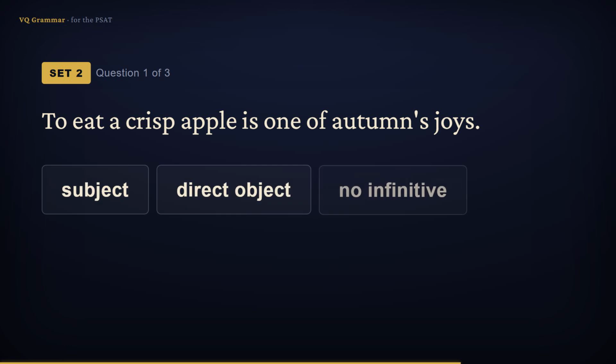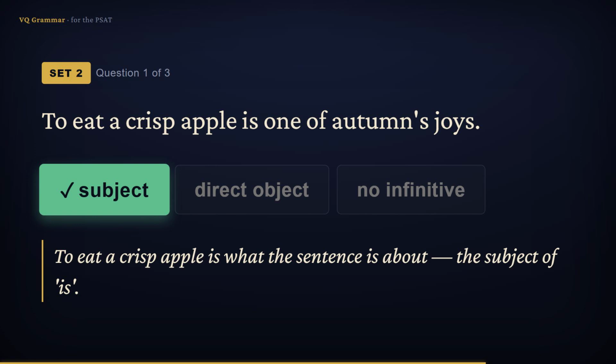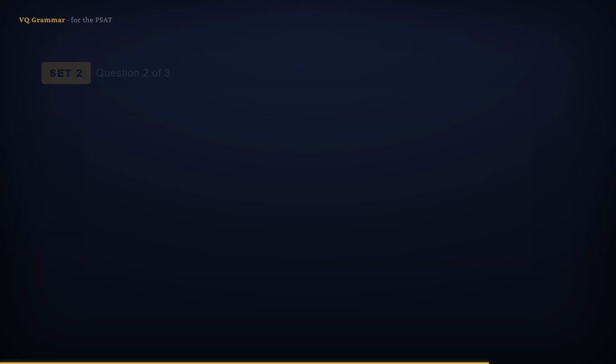To eat a crisp apple is one of autumn's joys. The infinitive phrase is to eat a crisp apple. What is the sentence about? That very phrase sitting right before is. It's the subject, so the answer is subject.